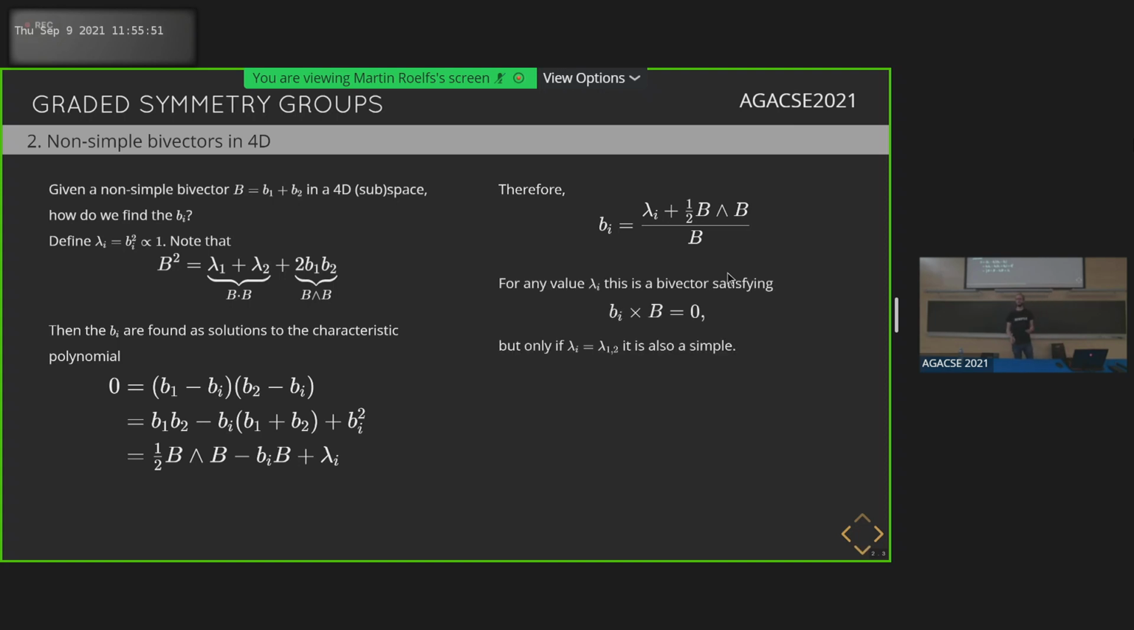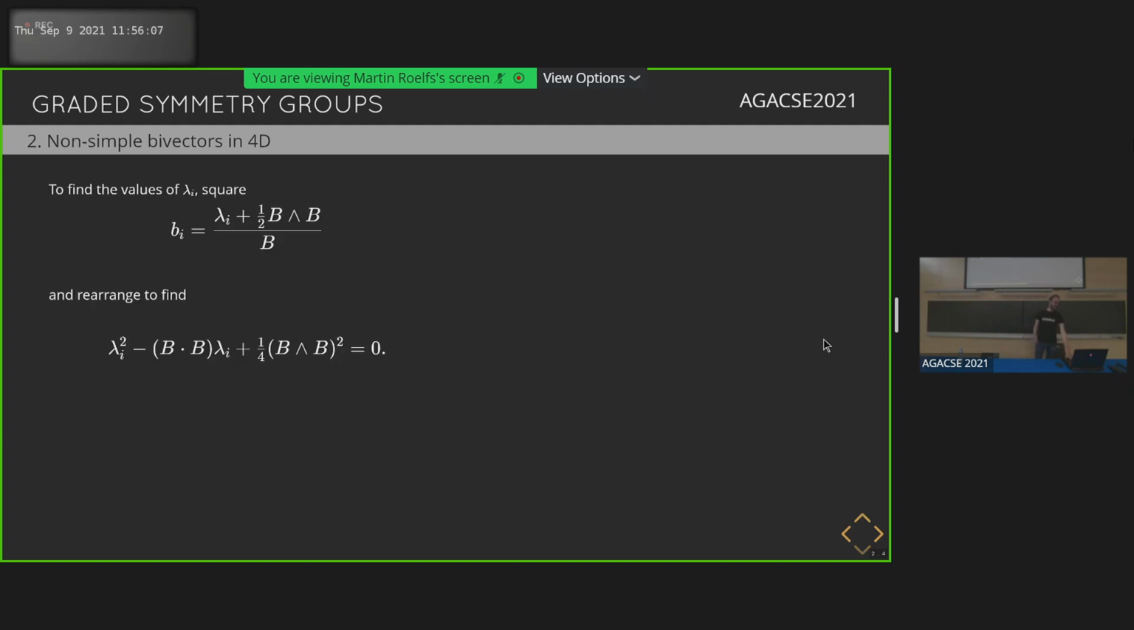And it's already interesting to remark at this point that for any value of lambda I, this will be a bivector which commutes with the original B, but only if the lambda I is the correct lambda 1, lambda 2 that are actually present in that bivector, will it also be simple. So how do we find the values of lambda I then?